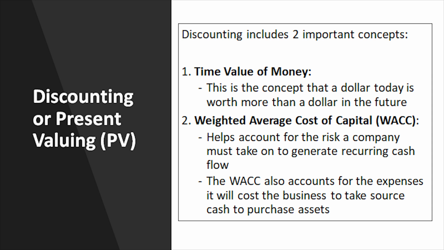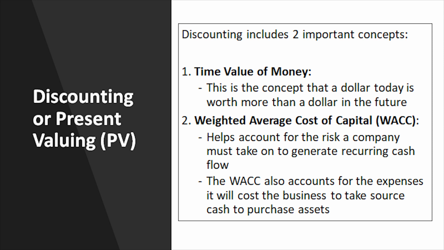The second of which is the weighted average cost of capital, commonly known as WACC. The WACC represents two concepts. First, the risk a company must take to generate recurring cash flows from their assets. Second, the expenses a business will take on to finance the purchase of their assets. For example, companies may have to offer debt to initially purchase their assets. I will cover how we determine an appropriate WACC for a company in detail in my Value Investing Guide series.